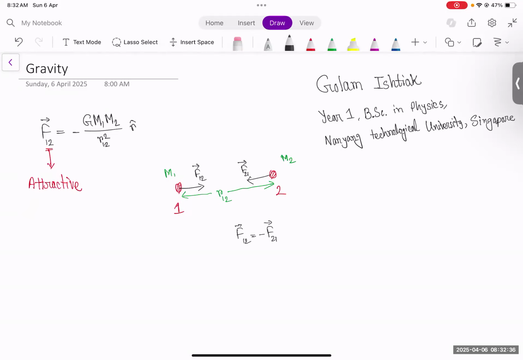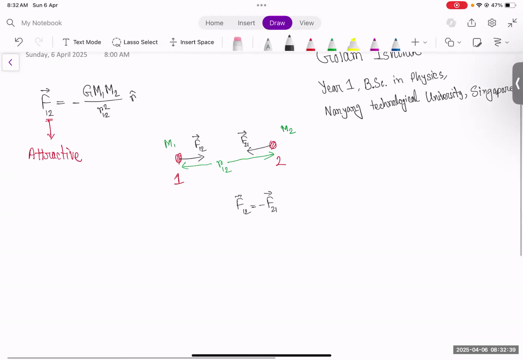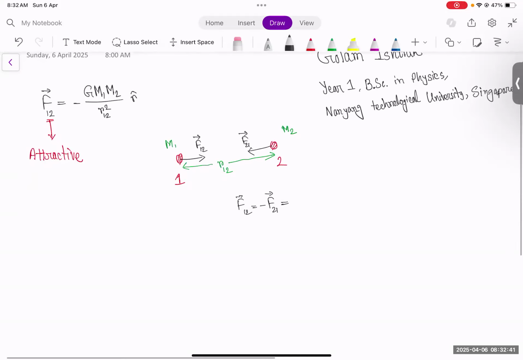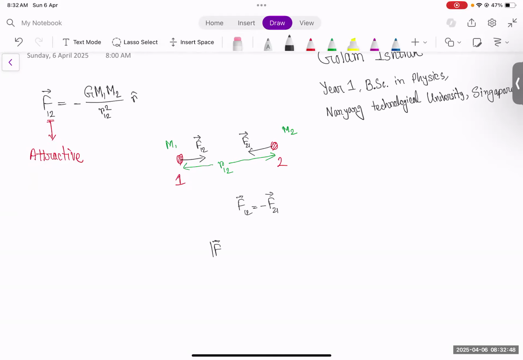All right, so what is the value of this force? If we write it like this, the modulus of F will be G m1 m2 divided by r12 squared. m1 m2 are their masses, so it is proportional to mass, and r12 is the distance between them, so it is proportional to the inverse square of distance, and this proportionality constant is G.